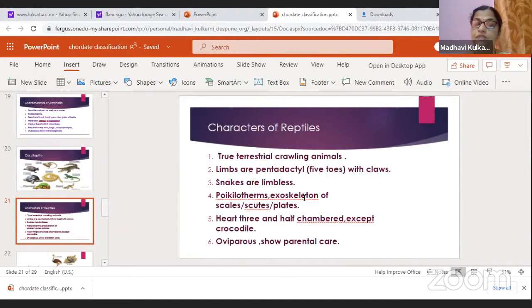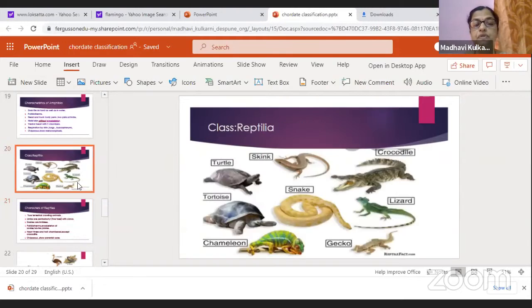Poikilotherms. Their exoskeleton is made up of scales. The scales are dry in nature, or the exoskeleton is made up of scutes or plates. I want to show you in this diagram.